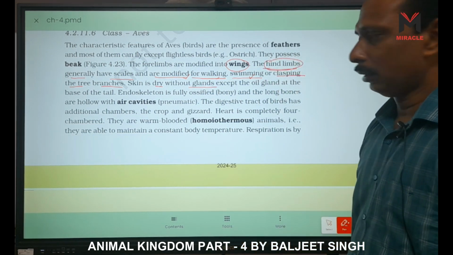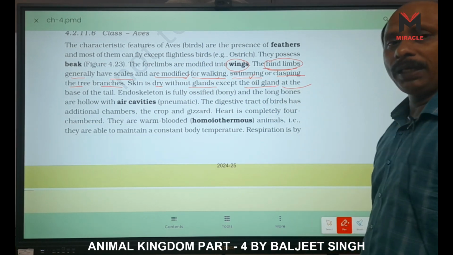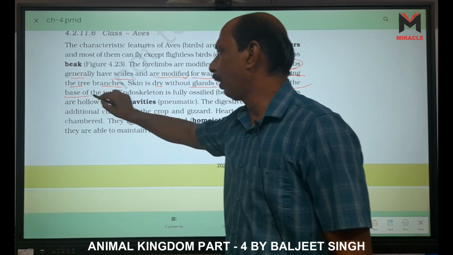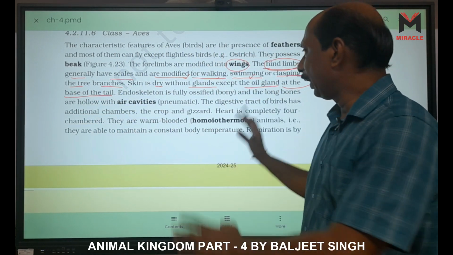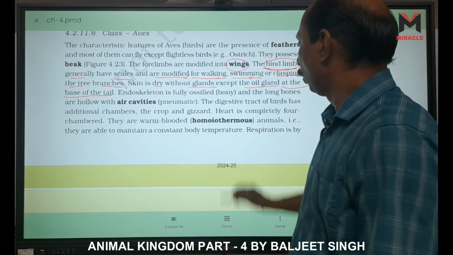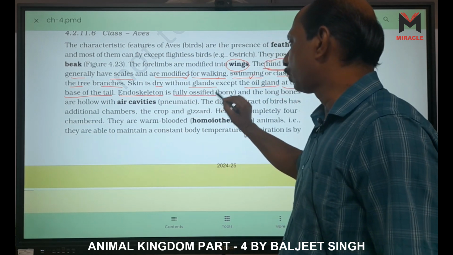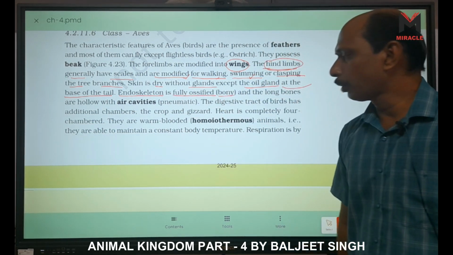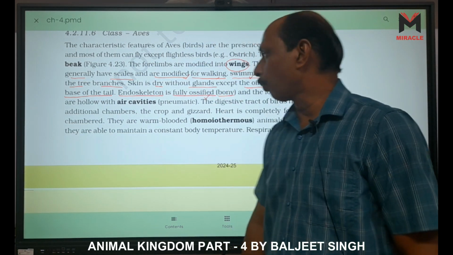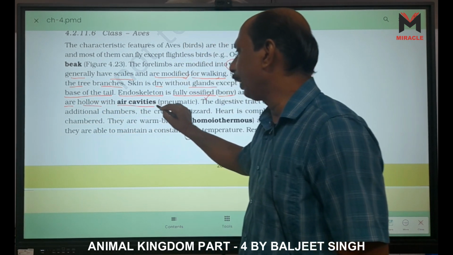But oil glands, sometimes called preen glands, are present at the base of the tail. What is the function of these glands? They secrete oil for the feathers. The endoskeleton is fully ossified, meaning a bony skeleton is there, made up of osseous protein. And the long bones are hollow with air cavities.